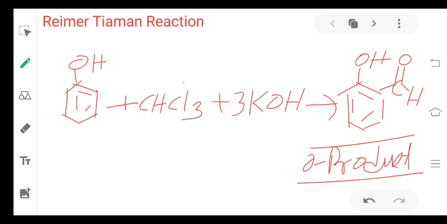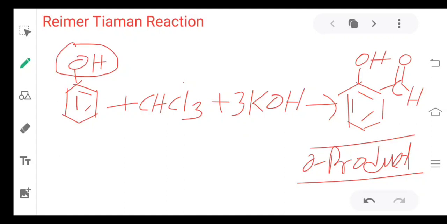As you know students, whenever we have any activating group on the benzene ring which activates the benzene ring, we will not get only one major product. We will get a mixture of products. But in this reaction we will be getting the ortho substituent as the major product.